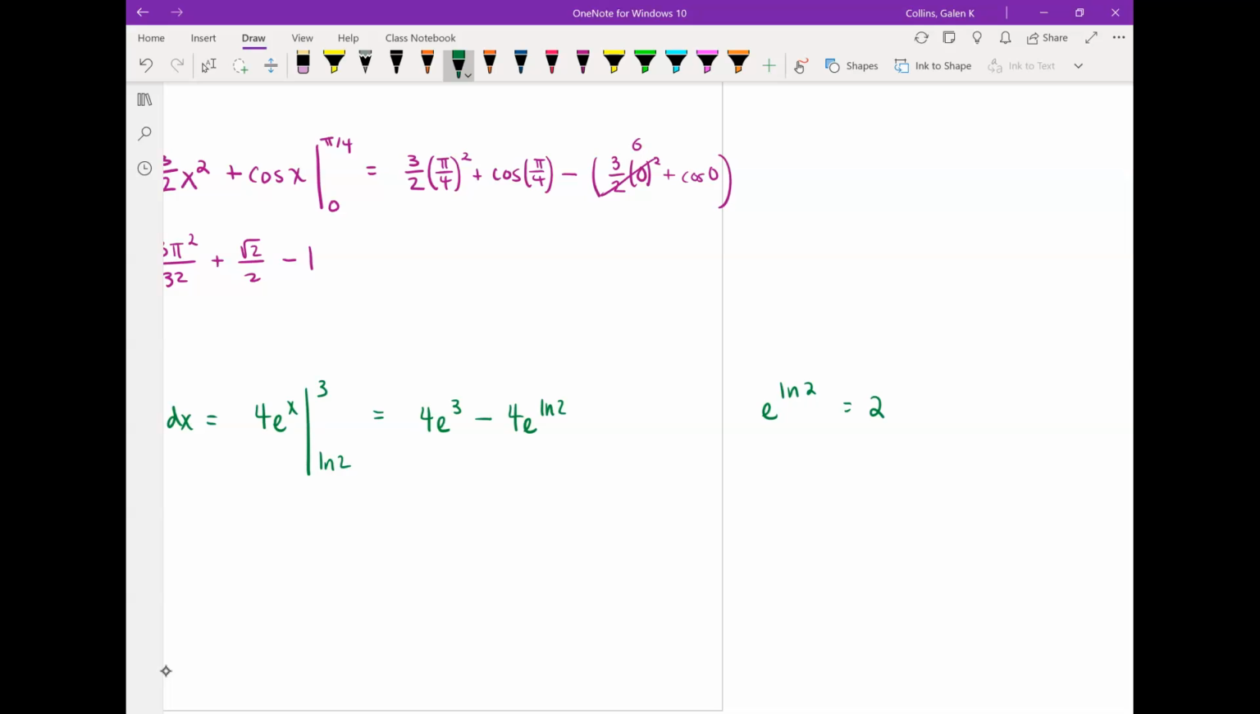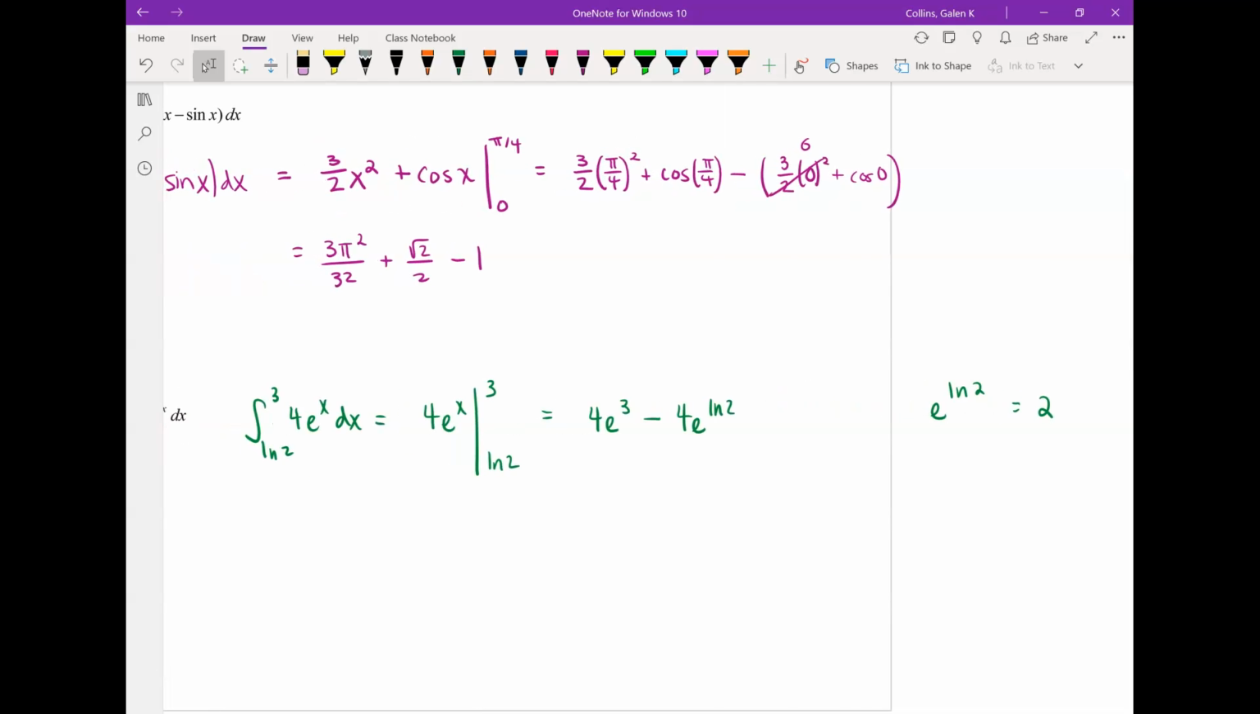All right, so that is 4e cubed minus 4 times, and that was e to the ln of 2, so 4 times 2. So we're left with 4e cubed minus 8.